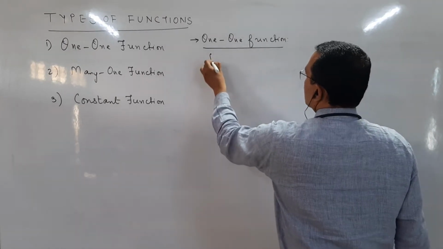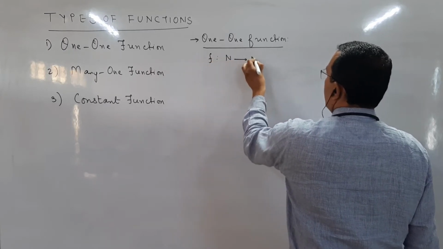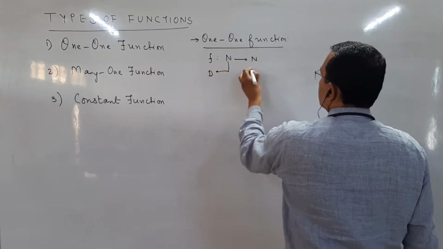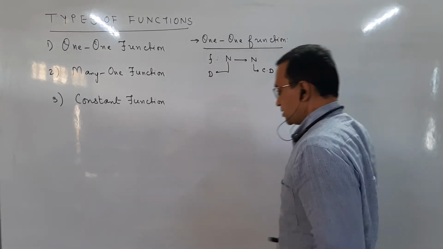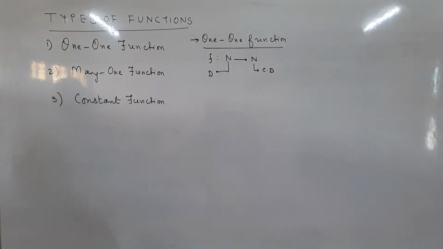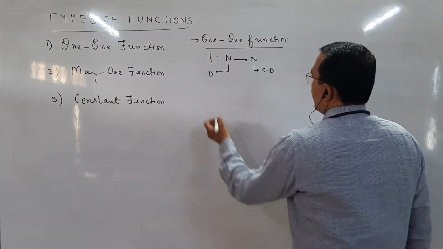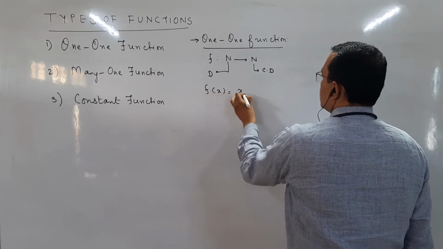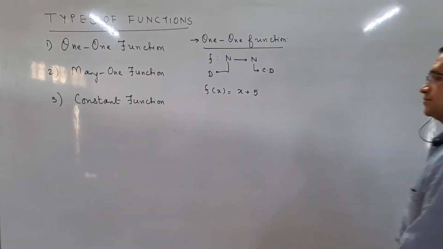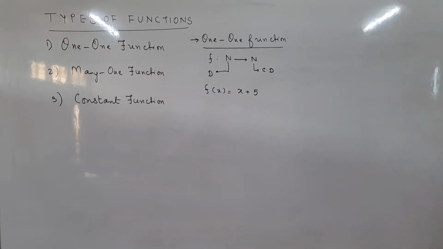Say f is a function defined from N to N. Domain is the set of natural numbers, and codomain is also the set of natural numbers. Say f is any function defined from N to N, and the functional rule is x plus 5. By this time, all of you know the definition of domain, codomain and range.